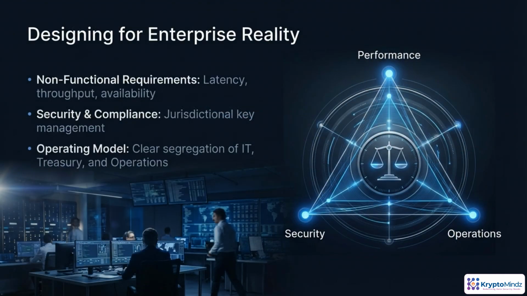Designing for enterprise reality means balancing three pressures. First, performance. Latency, throughput, and availability must match or beat existing rails. Second, security and compliance. Keys, data, and access have to follow jurisdictional and regulatory rules. Third, the operating model. Clearly defined roles for IT, treasury, and operations, so responsibilities are shared, handoffs are clear, and nothing falls through the cracks.